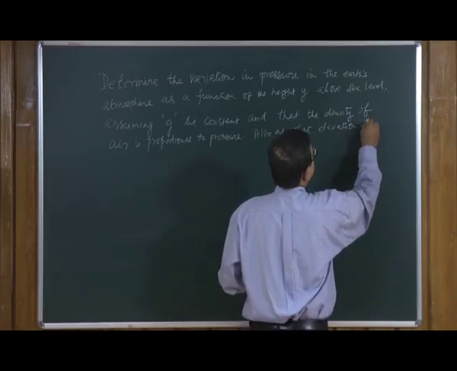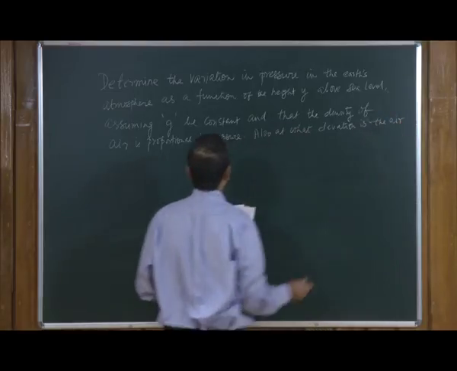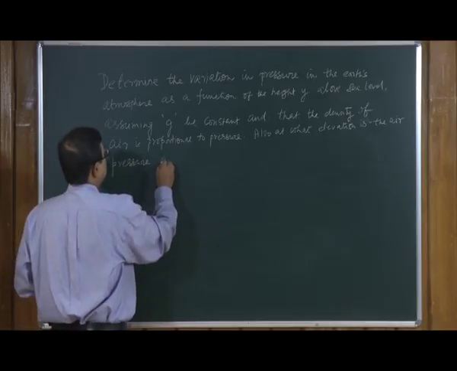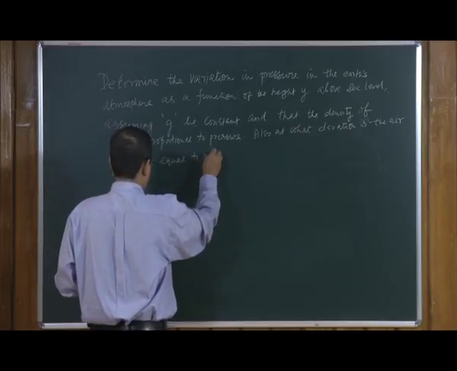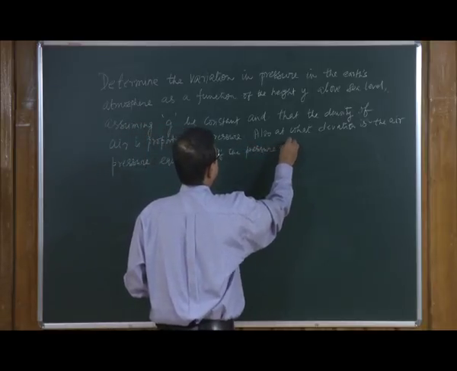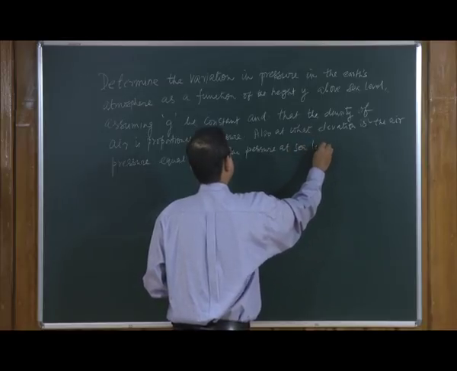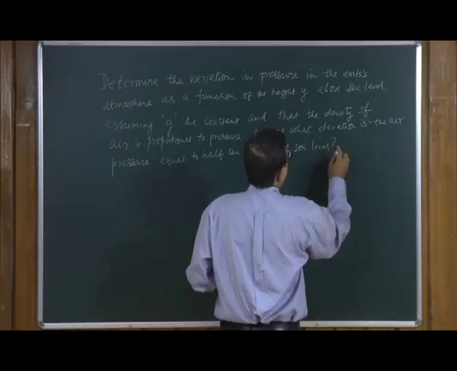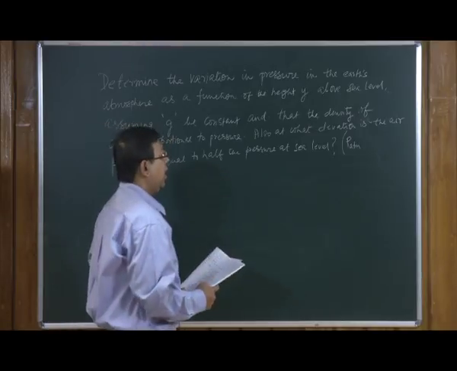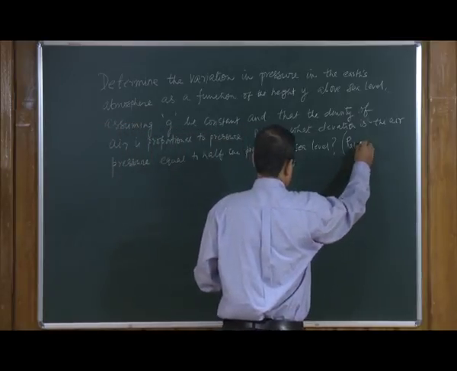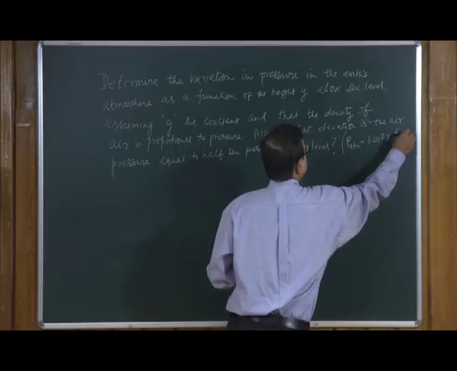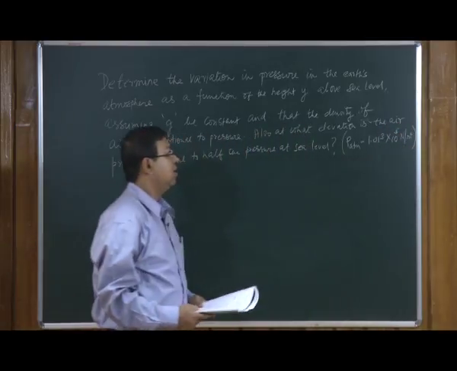is the air pressure equal to half the pressure at sea level. And the atmospheric pressure, let us just call it P atmospheric or ATM, is equal to 1.013 into 10 to the power 5 Newton per meter square, same as Pascal.